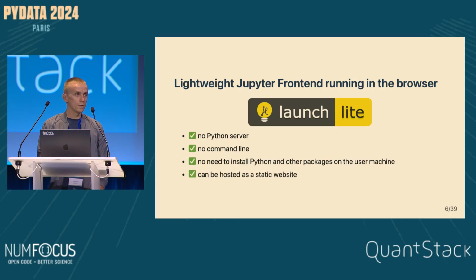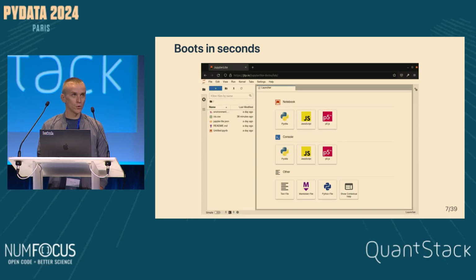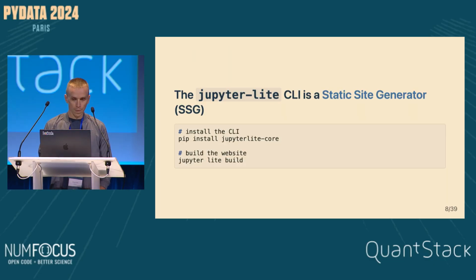So what you get with this is a lightweight Jupyter frontend. It means that you don't have to set up Python. There is no command line to run. There is no need to install Python packages locally. And you can host everything as a static website. You go to a URL, and it loads in just a few seconds.